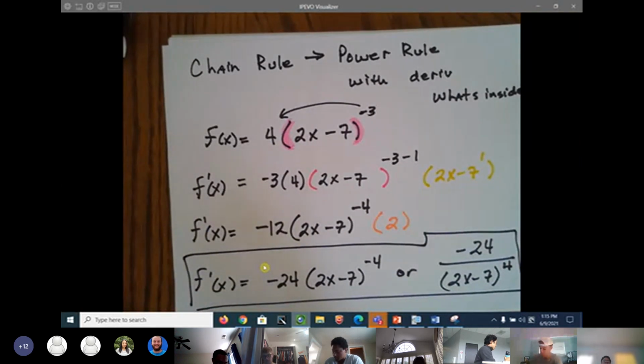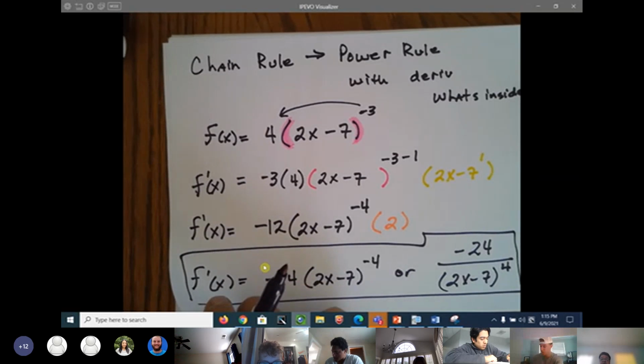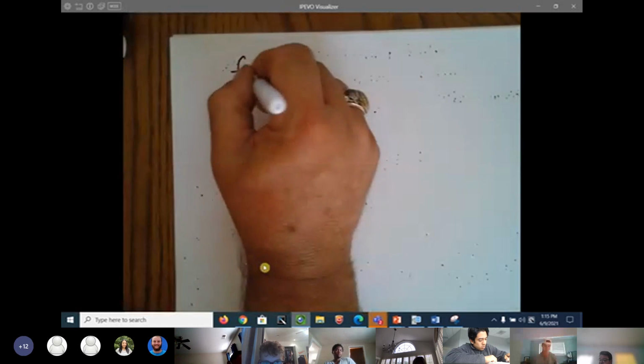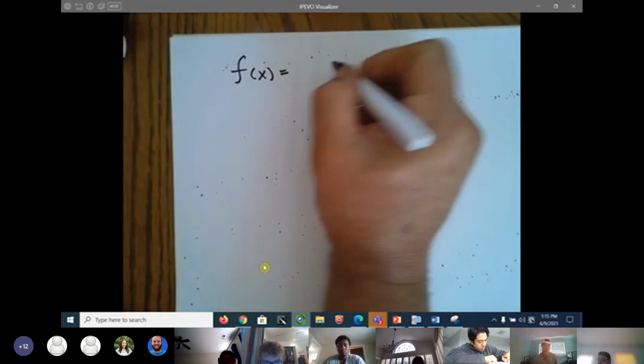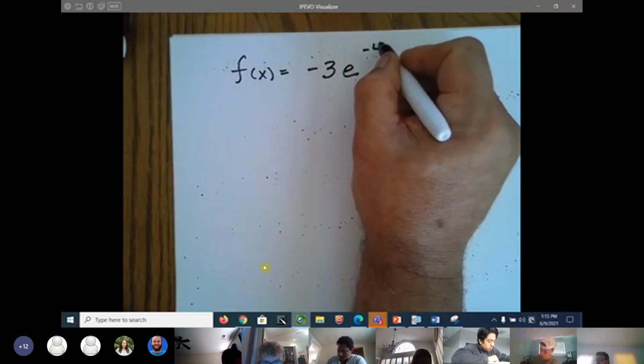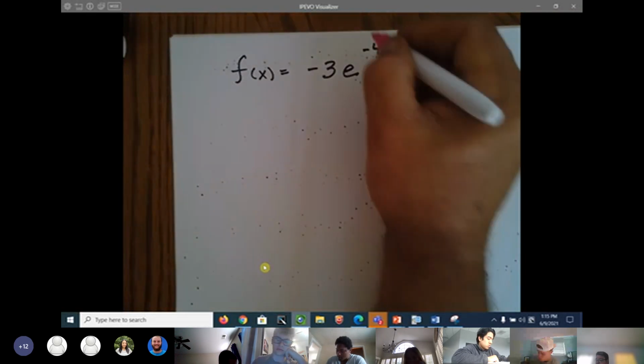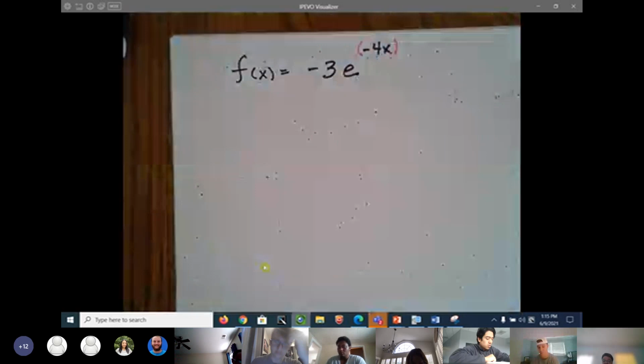Okay, and I've got 1 minute left, so I want to show you one more problem. It's real simple, but you need to look at it and let it soak. f of x is equal to negative 3 e to the negative 4x power. I'm going to take my little handy dandy pink and put parentheses around that 4x, because you've got to use the chain rule here.